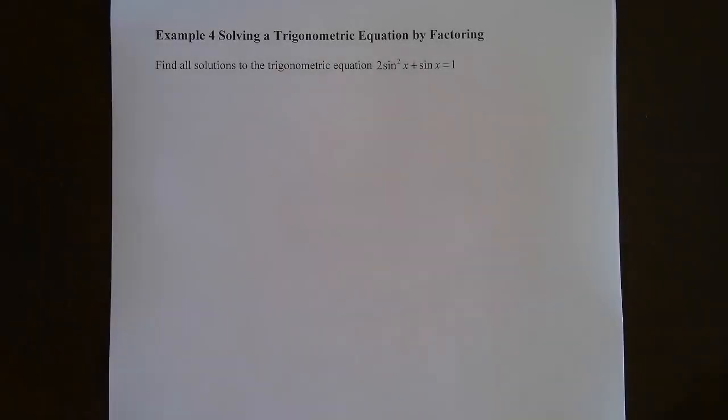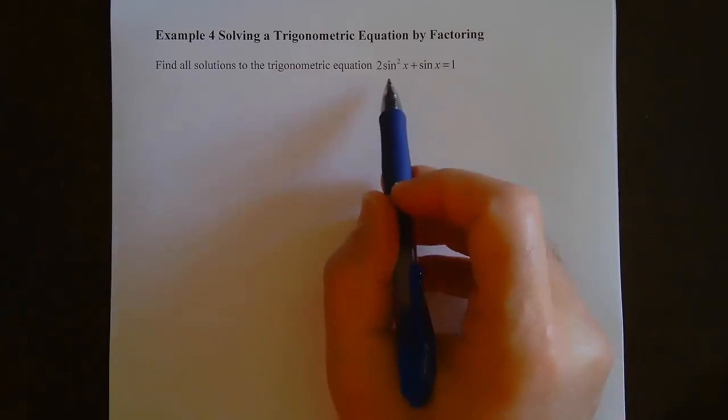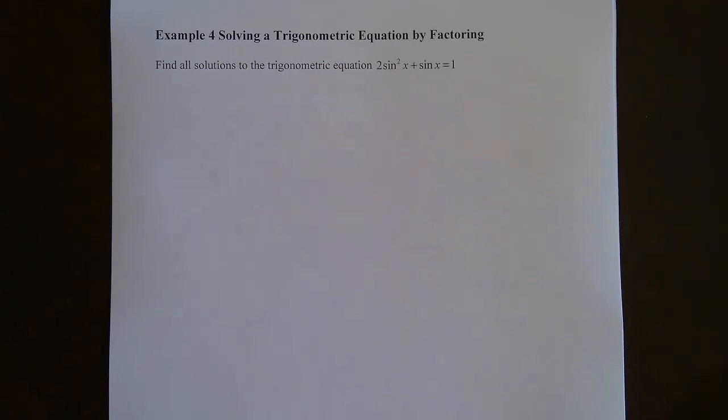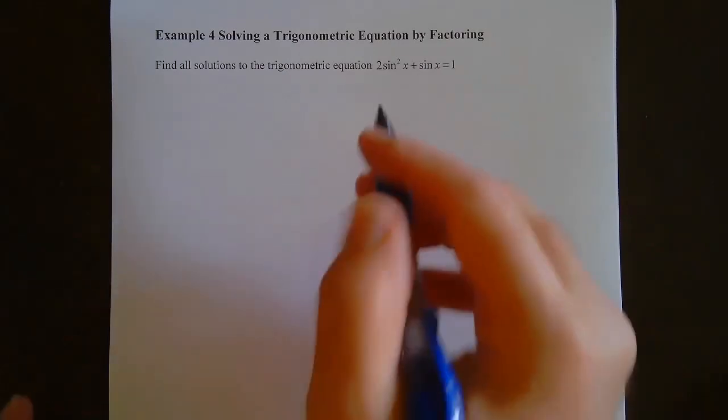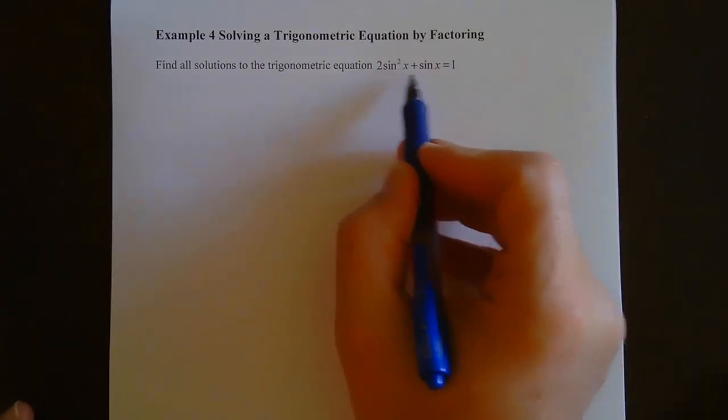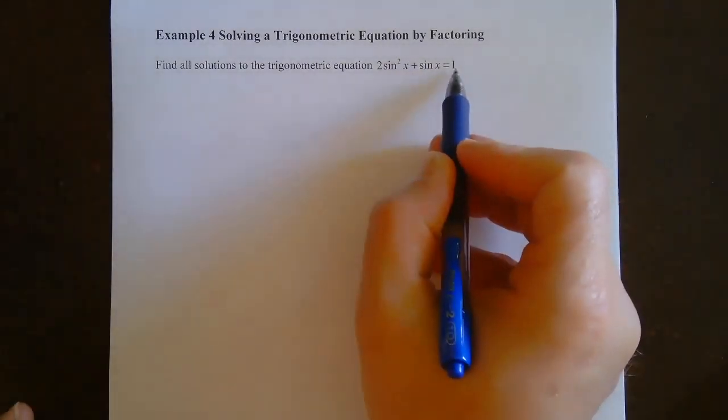Okay, so this next example, we're going to solve this by factoring. If you look, this takes on what's called quadratic form, and we've talked about that before. But this is another form of that thing called a quadratic form, because you have a squared term, you have a regular term, and then you have a number constant.